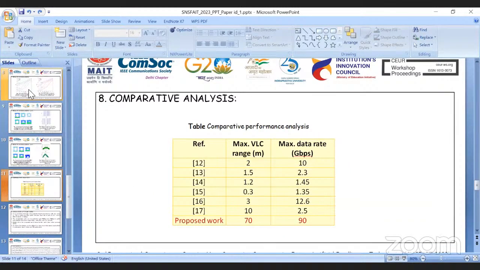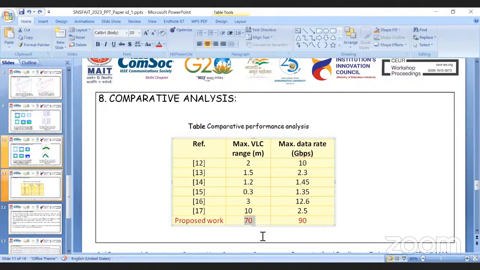Yes, sir. How come the results of your proposed work that you present in the slide are far better than any of the existing ones? You come out with the maximum VLC range, that is 70, and the nearest to this is 10. This is a seven-fold increase. How come?